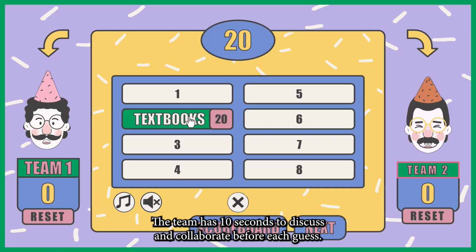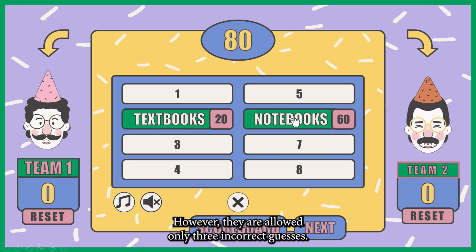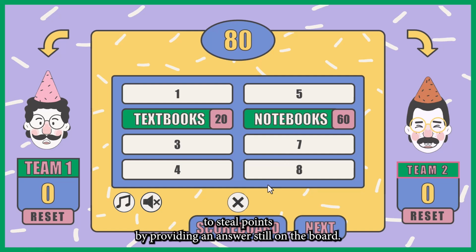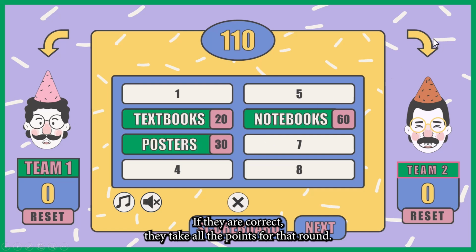The team has 10 seconds to discuss and collaborate before each guess. However, they are allowed only 3 incorrect guesses. After 3 wrong answers, the opposing team has a single chance to steal points by providing an answer still on the board. If they are correct, they take all the points for that round.